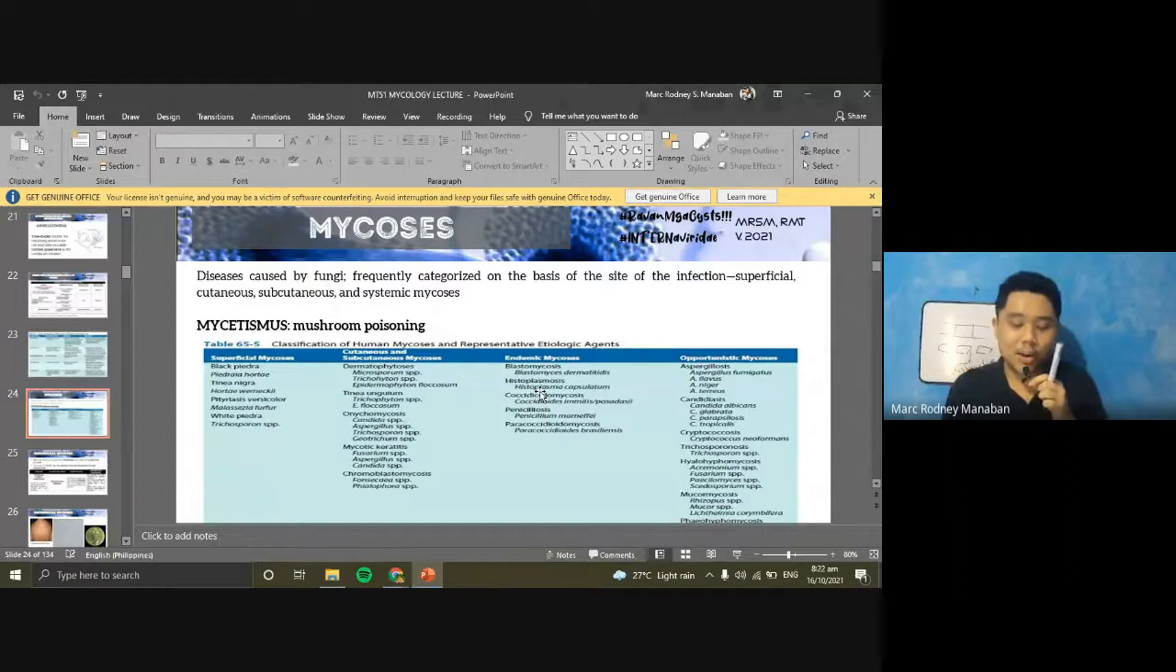Now here's a table, again from Murray, of the different organisms that cause the different types of mycosis, starting from superficial until systemic until opportunistic. So that is the flow of discussion here. We'll discuss the organisms based on mycosis, based on the type of mycosis they cause.